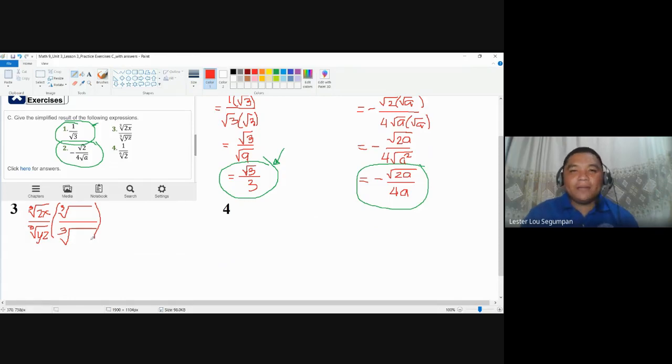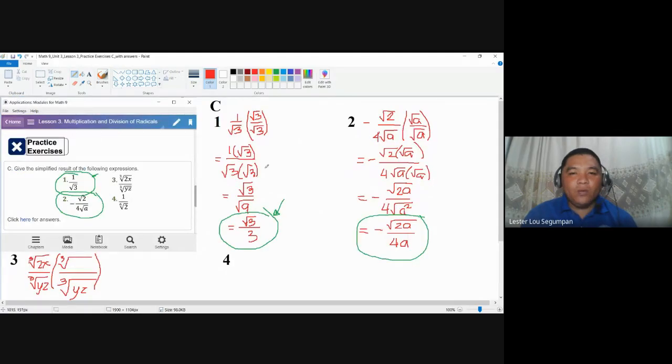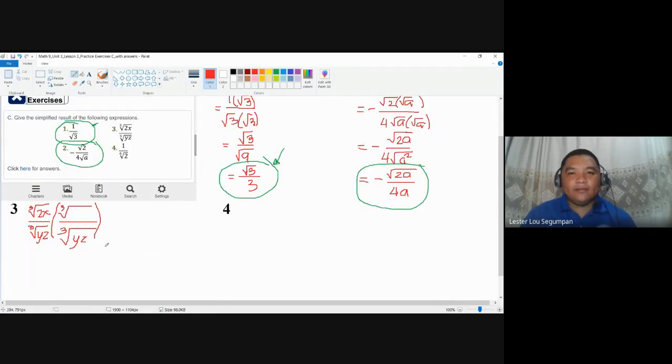So what will be our multiplier here? Some of you might say, sir, we will use yz, just like what happened in number 1, we have the same radicand, and number 2, we have the same radicand. So we are going to use here yz still.